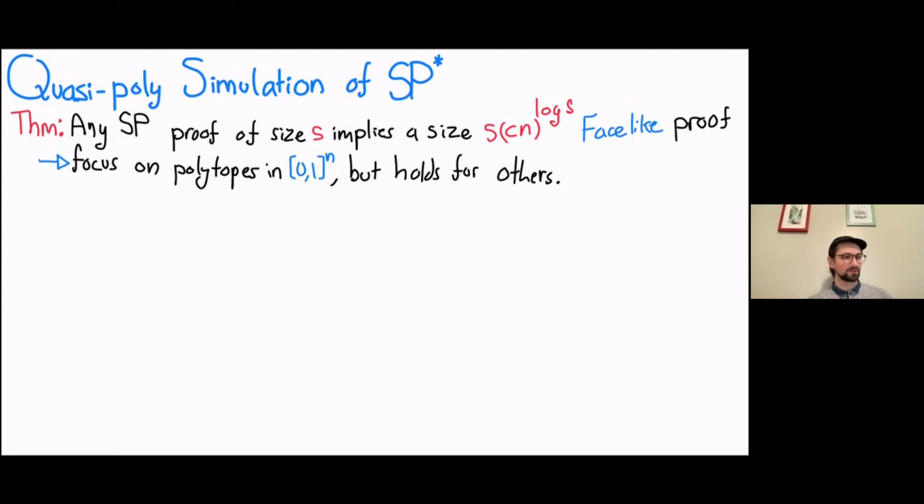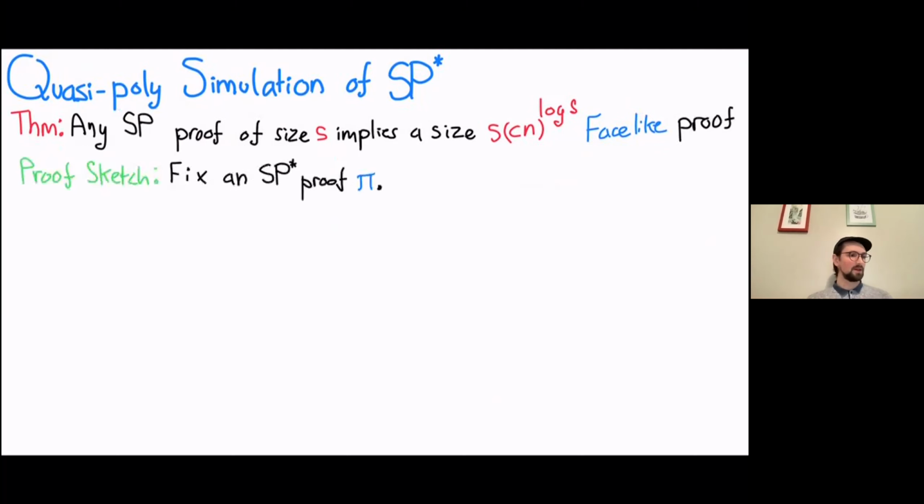Okay, so I'm going to show this for polytopes in the Boolean cube, but this holds for others. Basically, it holds for polytopes outside of the Boolean cube. You get a dependence on the diameter of the polytope, like the longest distance between any two points in the polytope. So there's some decay with that.